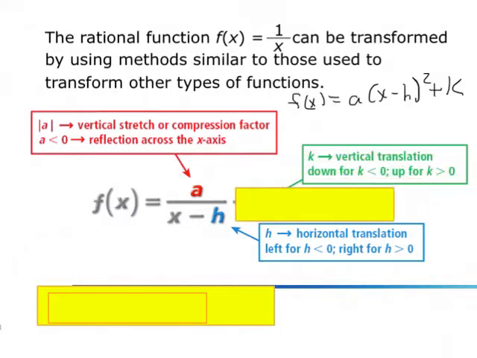Now, the k. In looking at the k, the parabola, it was exactly what you see. If you saw plus k, it was exactly what you see. So the k value vertically translates the graph. If it's a minus k, or k is less than 0, it moves it down. And if k is greater than 0, it moves it up.